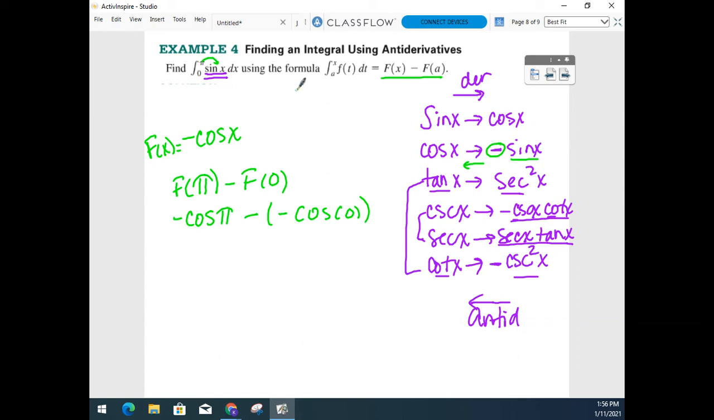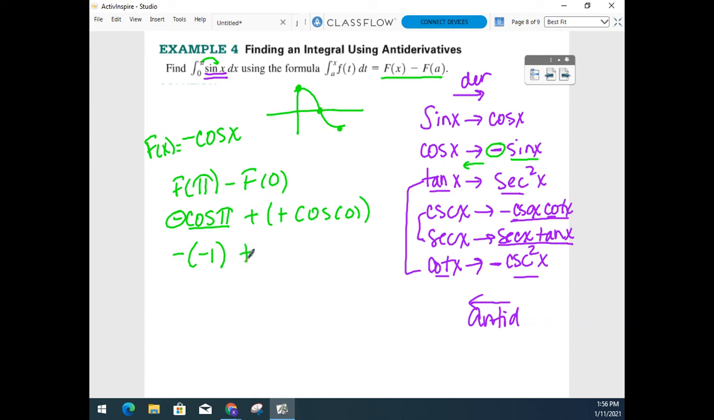So let's consider the cosine curve. This is 0, pi over 2, pi. So that means cosine of pi is negative 1. I want the opposite of negative 1. And if I have a negative, I'm subtracting a negative. That really is just adding a positive.